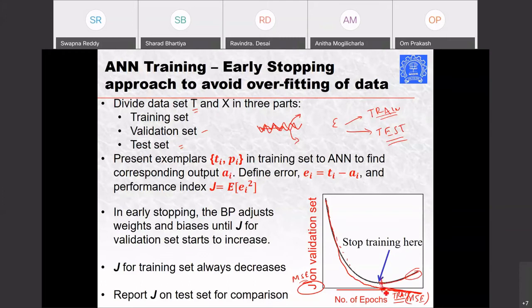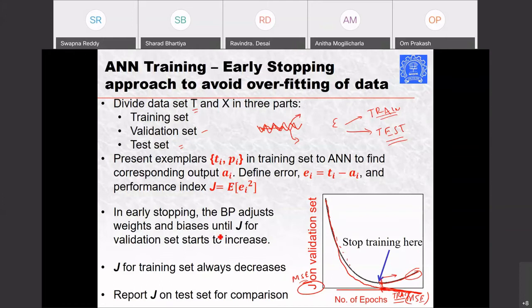So we say that it is only noise that you're learning. You're not learning any new trend or correlational structure, but you're only learning the noise. So this is one way of stopping your training. Okay.